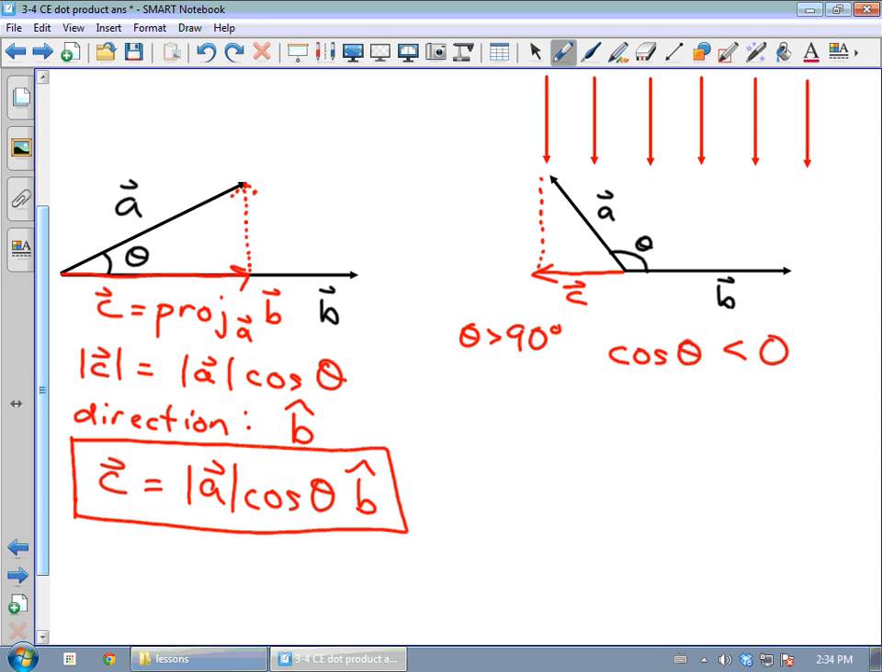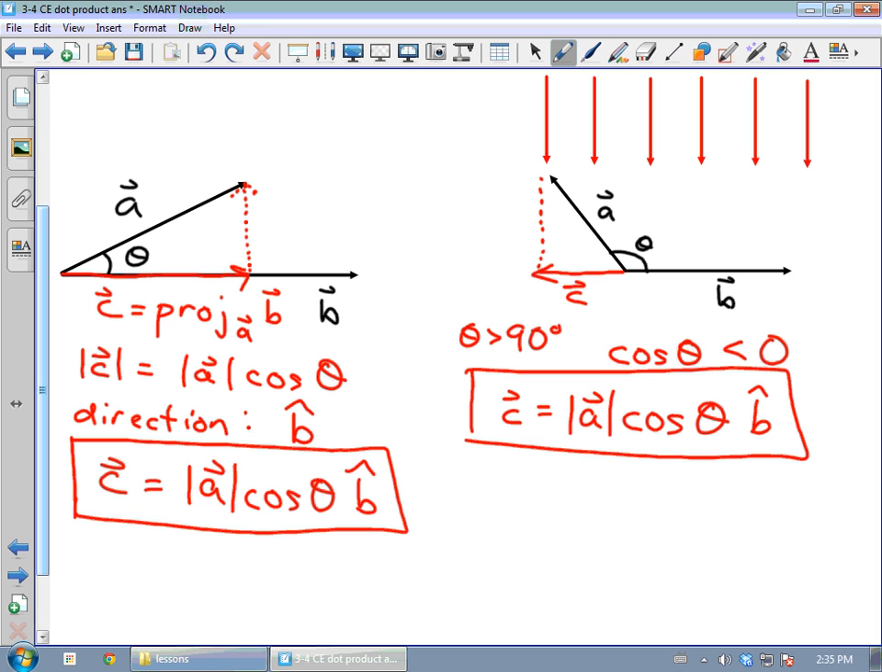So this formula is still going to work out. C is still going to be the magnitude of A times cosine theta. Cosine theta is going to be negative. And if B hat is pointing in this way, negative B hat is going to be pointing in the opposite direction. So whether this angle theta is greater than 90 degrees or less than 90 degrees, we can still use this formula to get that vector C.